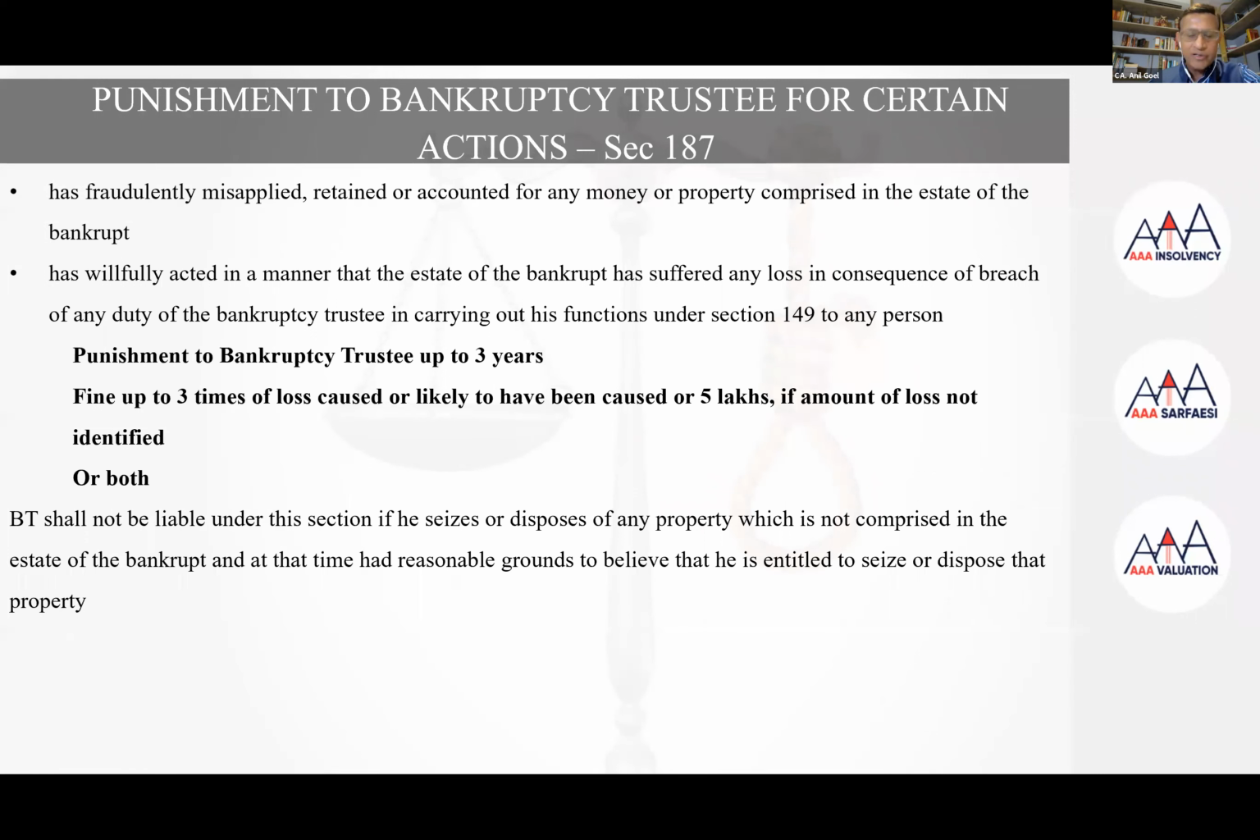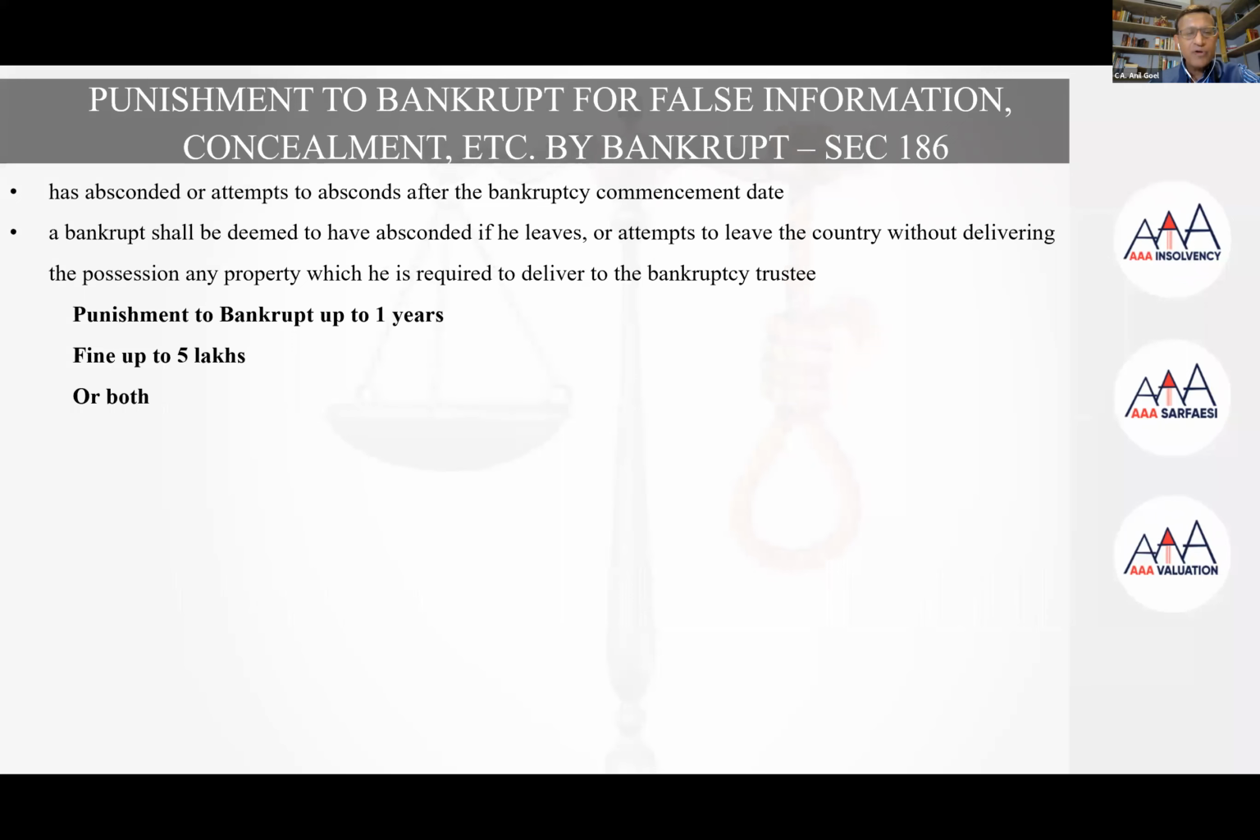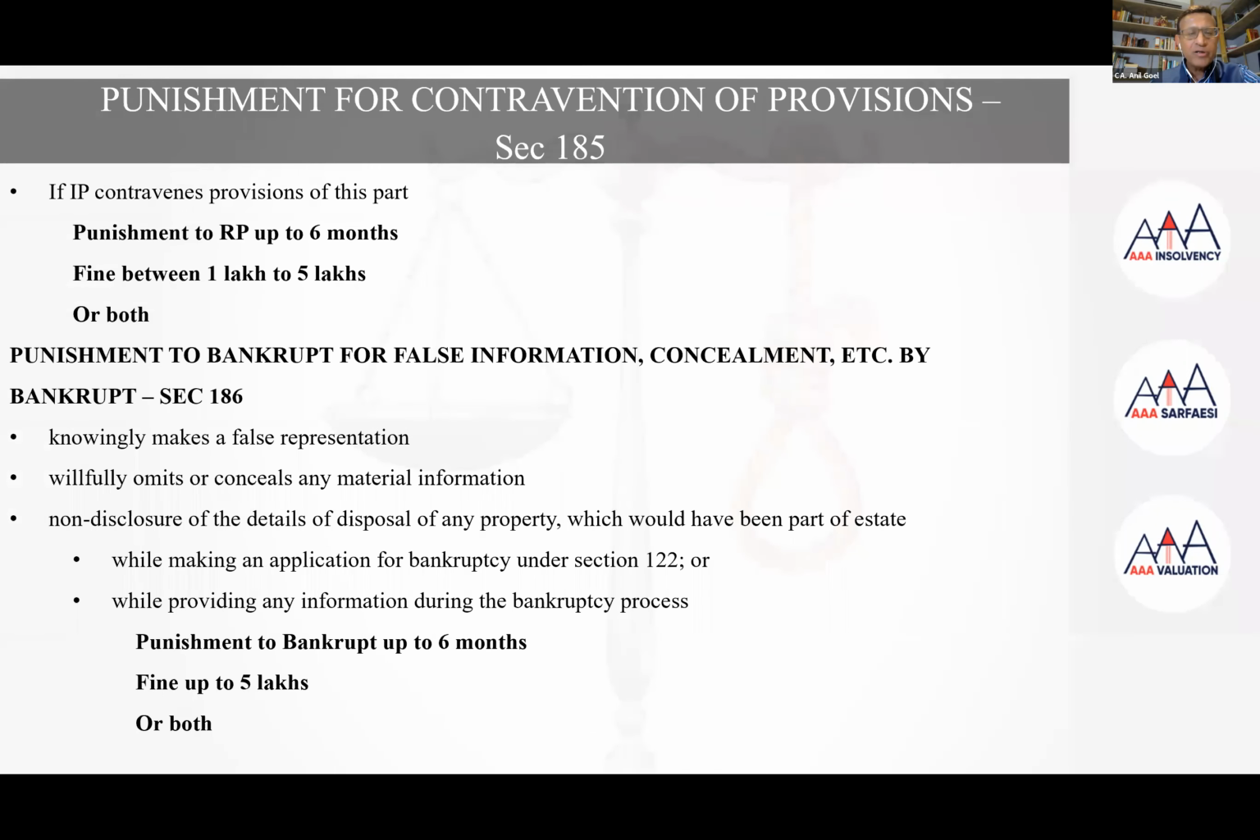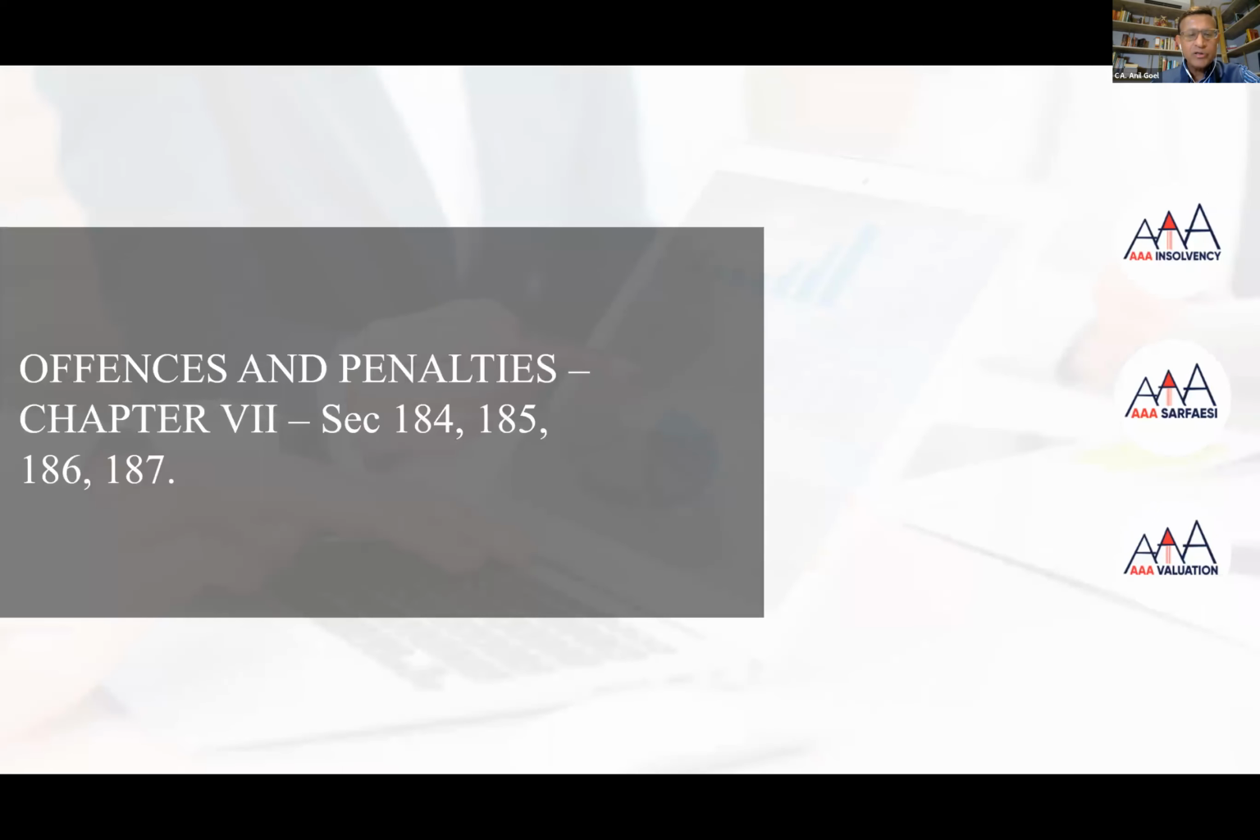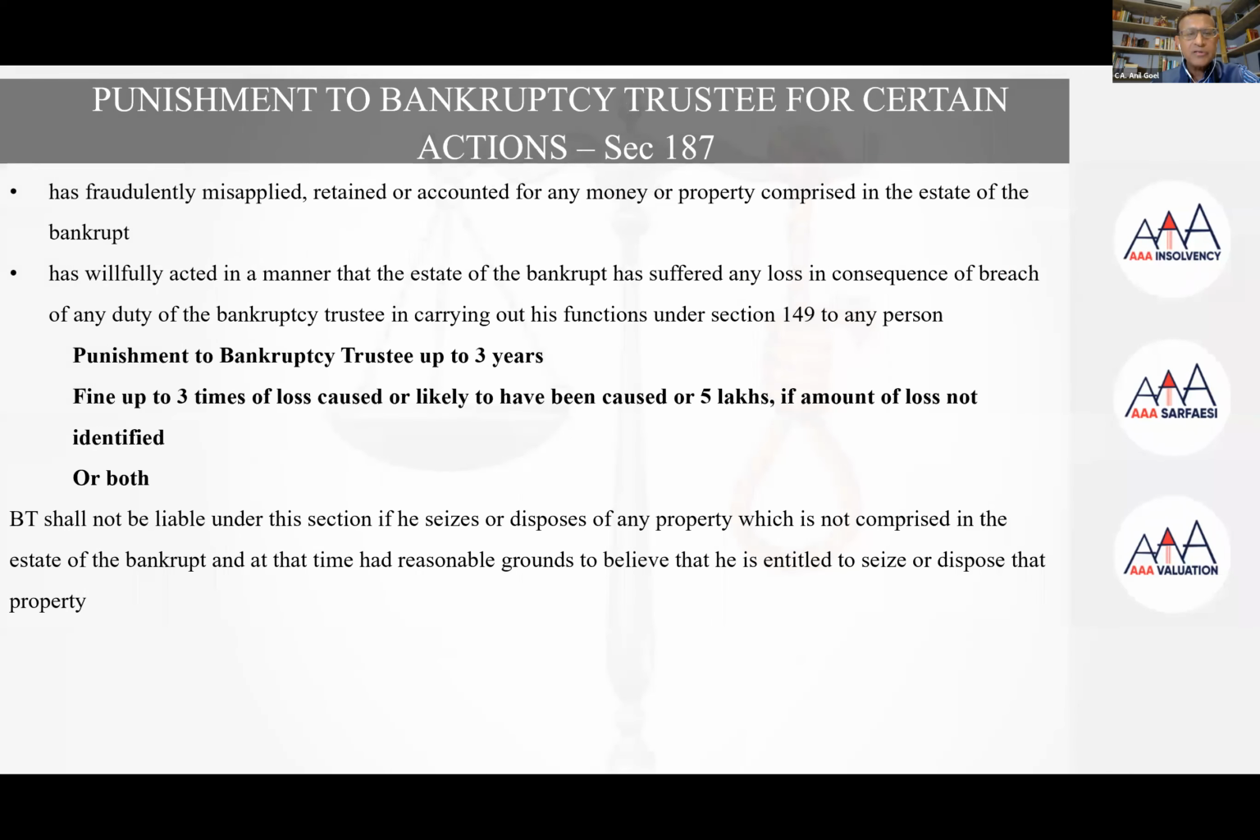Like, let us see, where is the maximum imprisonment? Bankruptcy trustee is for 3 years. Bankrupt is for 1 year, 2 years, 6 months, 6 months, 1 year, 6 months, 6 months, 1 year, 2 years. When it comes to the bankruptcy trustee, the imprisonment is for 3 years. See, the most important part is that the public must have faith in this profession. So therefore, these are kind of detriments which actually can keep the credibility of the profession alive, because these are the kind of provisions for punishment, for imprisonment.